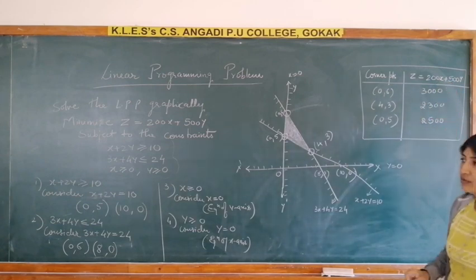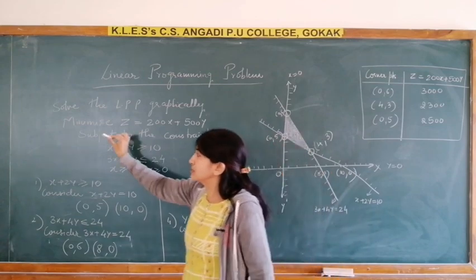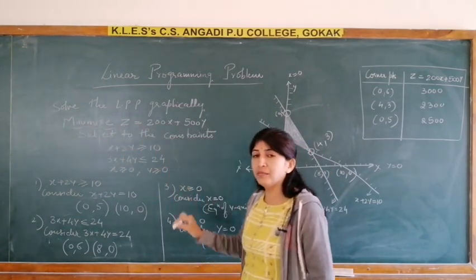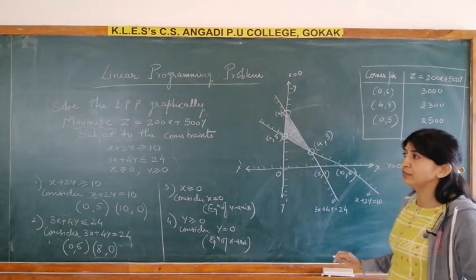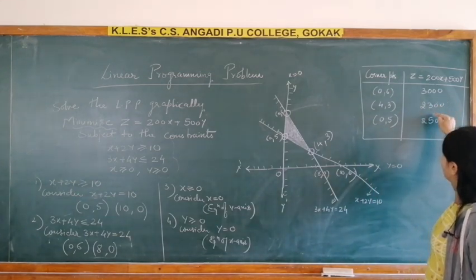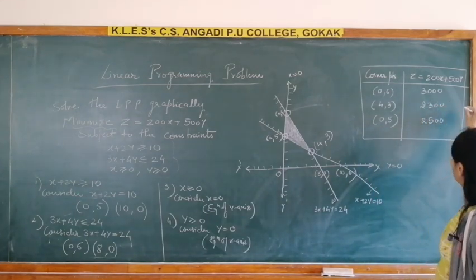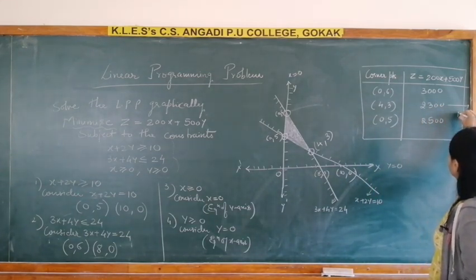Now, what is our question here? Minimize. Z is minimum at what point and what is the minimum value? So which is minimum in this? 2300, right in front of this one, is the minimum.